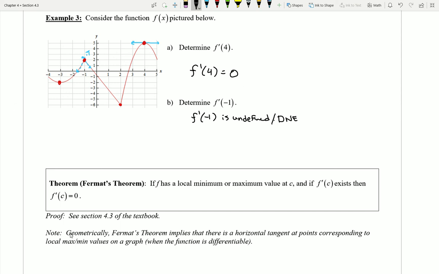As I state down here in the note, Fermat's theorem implies that there is a horizontal tangent at points that correspond to mins and maxes of the graph, at least when it's differentiable, when I can actually draw a tangent line there. So this is really interesting. When there are mins and maxes, there are always going to be horizontal tangent lines there if the derivative exists. So we'll see a little bit more about how we can make use of this interesting fact as we continue to look at examples in this section.